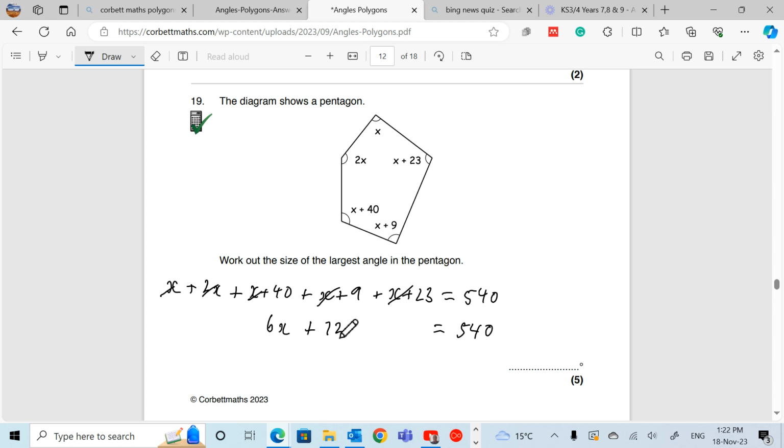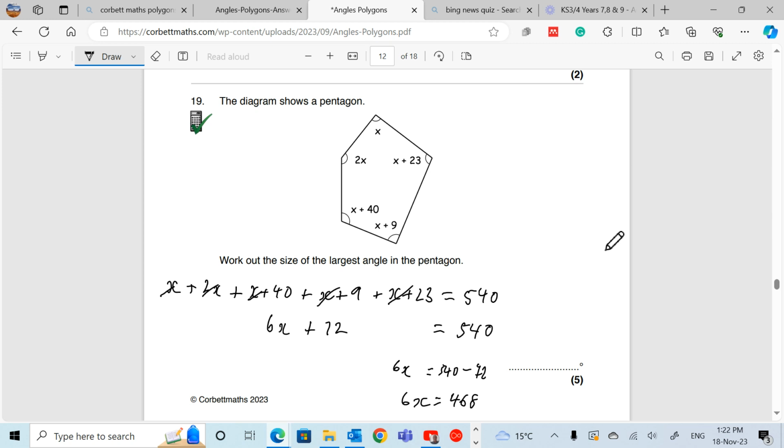So that gives me, and I want to keep my equal sign central, so that gives me 6x is equal to 540 take away 72, because I use the juggling method, change side, change sign. So I'm taking the plus 72 from the left hand side to the right hand side and making it minus 72. So I've got 6x is equal to 468, and therefore I can hopefully divide through by 6.